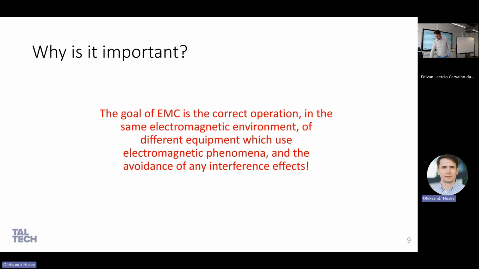So it was like an introduction, right? Why it's important. So this is like a summary. The goal of EMC is the correct operation in the same electromagnetic environment of different equipment which use electromagnetic phenomena, and the avoidance of any interference effects.